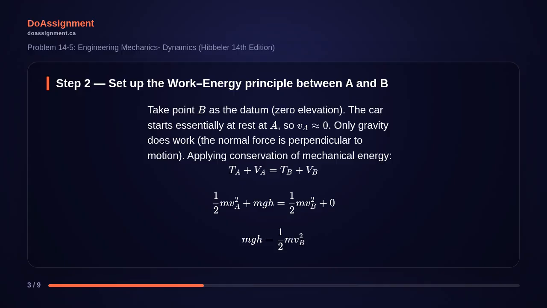Taking point B as the elevation datum, the car starts at rest at A, so its initial kinetic energy is 0, only gravity does work. Applying conservation of mechanical energy, the potential energy at A equals the kinetic energy at B, giving mgh equals 1/2 m vb squared.